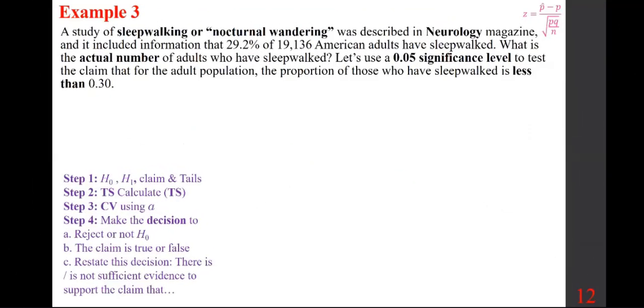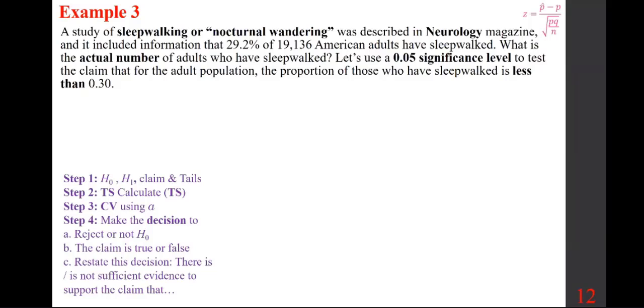Let's look at the last question. A study of sleepwalking or nocturnal wandering was described in Neurology magazine, and it included information that 29.2% of 19,136 American adults have sleepwalked. What is the actual number of adults who have sleepwalked? Let's use a 0.05 significance level to test the claim that for the adult population, the proportion of those who have sleepwalked is less than 0.3.